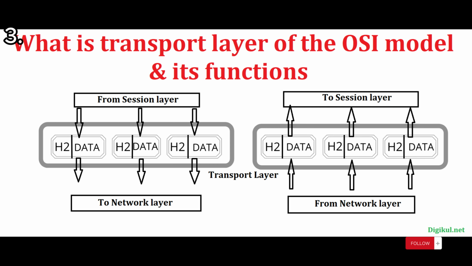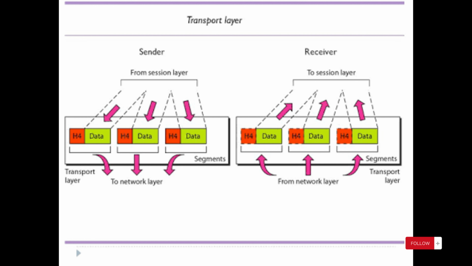Next comes the transport layer. It is the transmission path of data. It performs 3 functions: segmentation, flow control, and error control. In segmentation, the data is divided into segments which are identified by port number and sequence number. In flow control, it controls the amount of data transmitted.